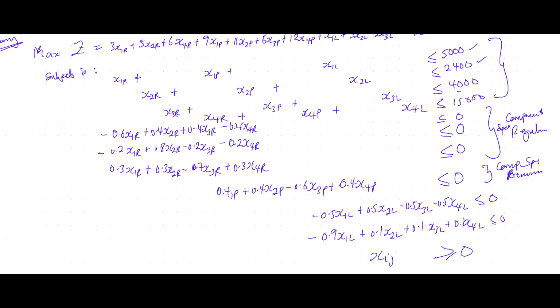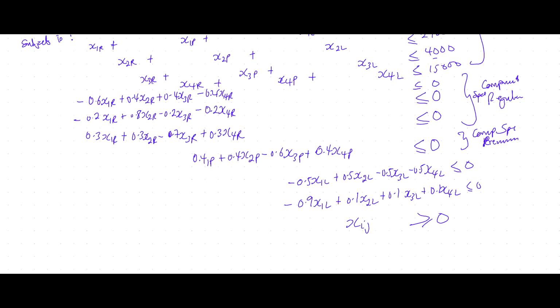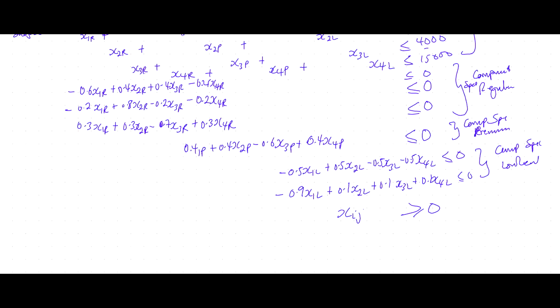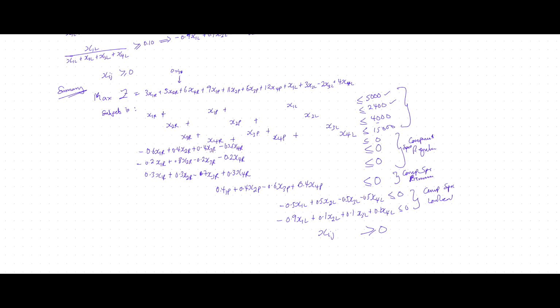Then I have 2 for low lead, 1, 2. So component spec for low lead. And then the non-negativity. So I am certain I have covered all the various constraints that are required for this model. So this is a typical model that has been developed. Don't worry about how it can be solved, but we will be able to solve this.